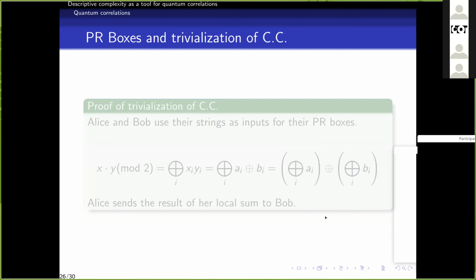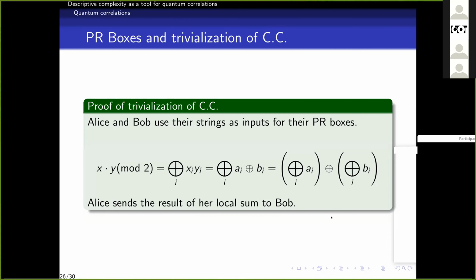And the way to prove it is quite simple. Basically, Alice and Bob use their strings as inputs for their boxes. So the inner product is this. As these are PR boxes, x times y is equal to a plus b mod 2. So we have a sum of a_i plus the sum of b_i. So Alice just needs to send the result of her local sum to Bob. So this is a single bit that Alice needs to communicate to Bob in order to calculate the inner product. And any other function can be reduced to inner products after local transformations. So basically a single bit is enough for the problem of communication complexity if they have access to PR boxes.